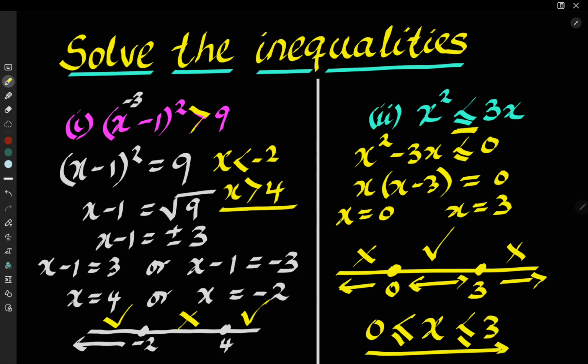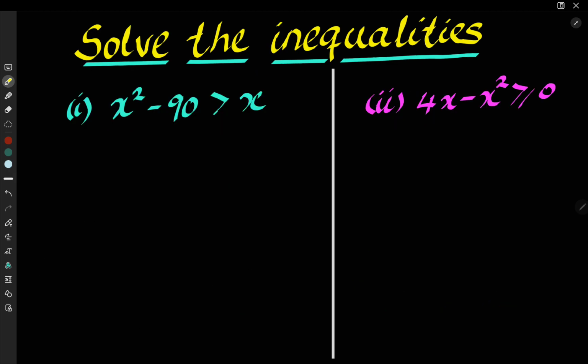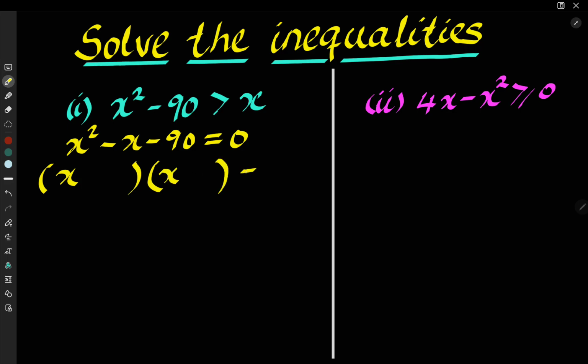Now, moving on to the other examples. In this section, we are also asked to solve the inequality x squared minus 90 is greater than x. So remember, the first thing that you want to do is bring that x to this side. So that becomes x squared minus x minus 90. Then you just say it's equal to 0 because you want to look for the critical values. Then remember how to solve this quadratic equation. So you just put an x, then you close a bracket, x, and equal to 0.